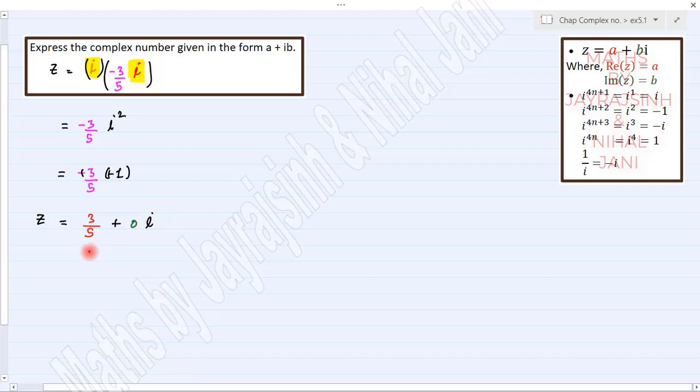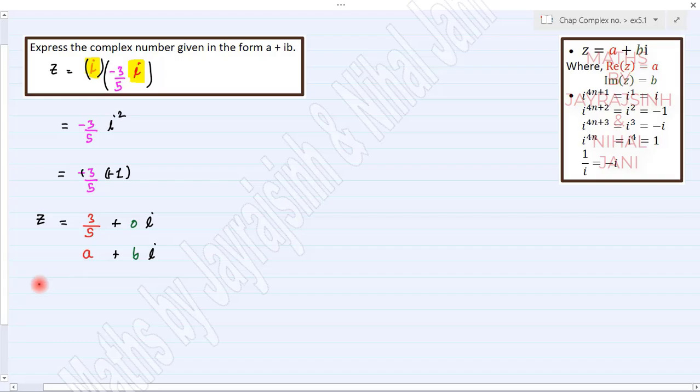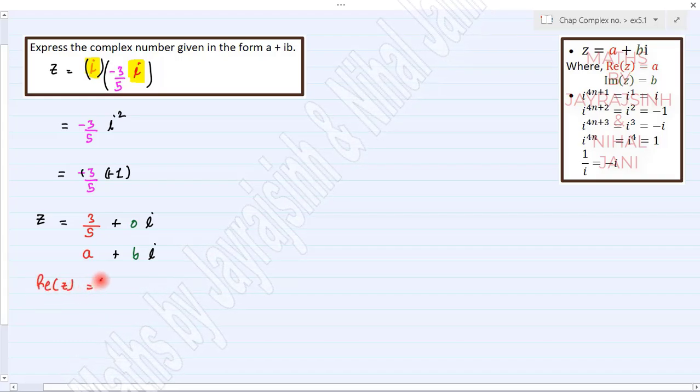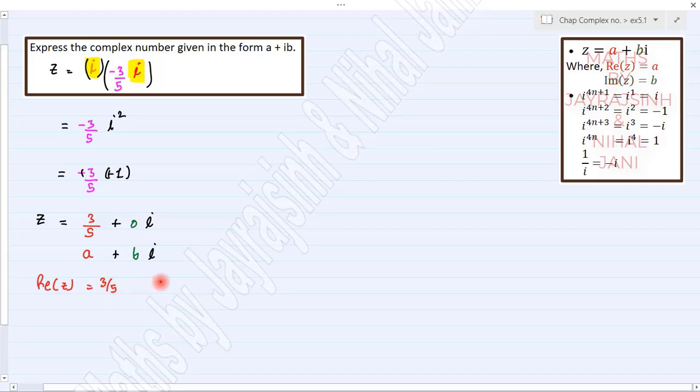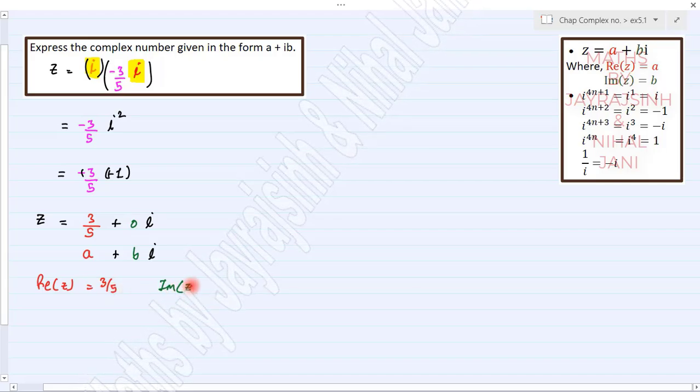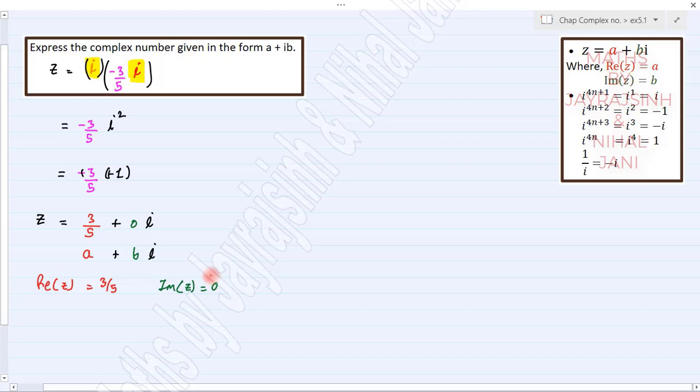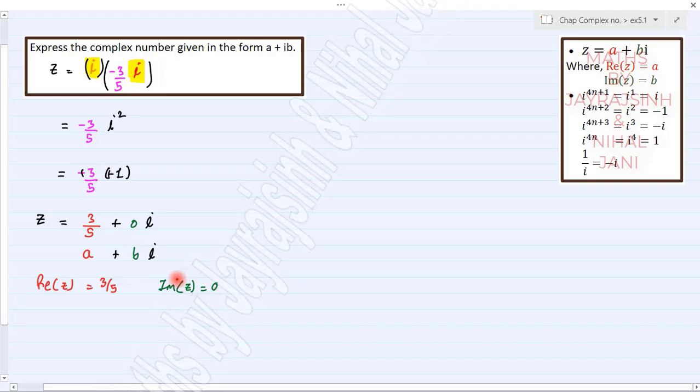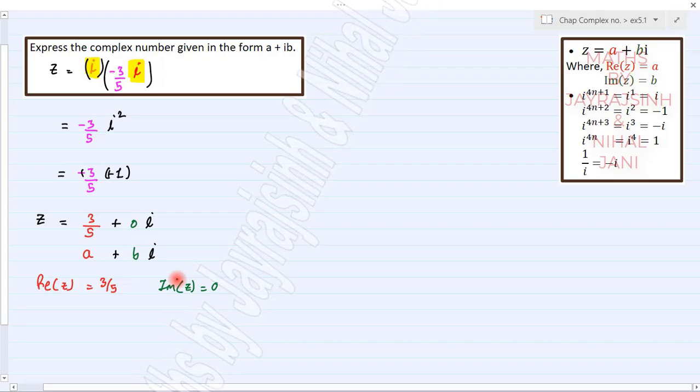So minus minus becomes plus, and your complex number will be 3 by 5, and we can write down plus 0i. So we get a plus bi form, where the real part of the z is 3 by 5 and the imaginary part of the z is 0. Whenever your imaginary part is 0, then it is called purely real number. Ta-da!